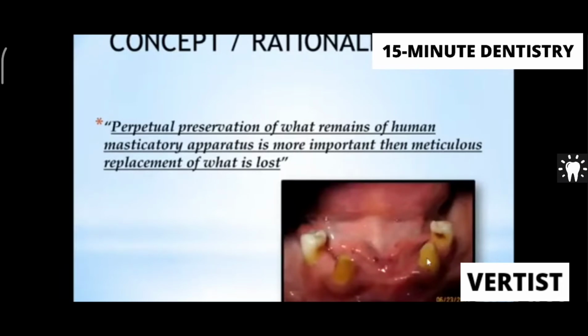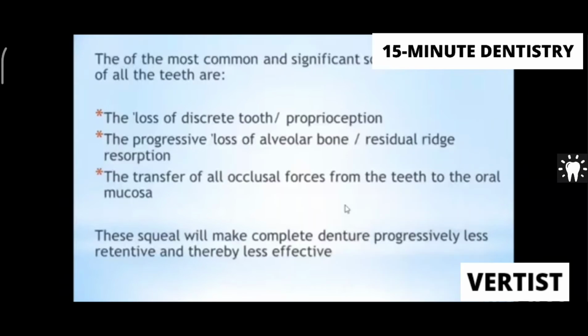If your patient comes to you with this kind of situation, would you like to extract the teeth and give the complete denture, or do something with these teeth, utilize these teeth and give a different kind of prosthesis? So that is the basis of overdenture. Right. So what is the most common and significant sequelae of all extraction?